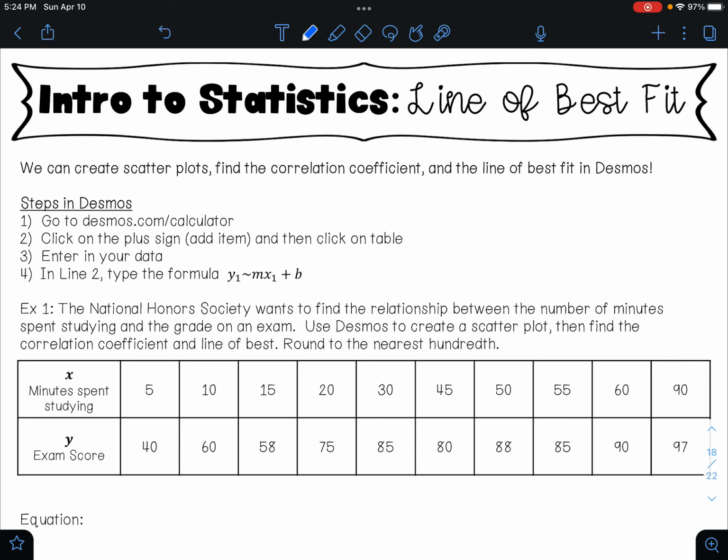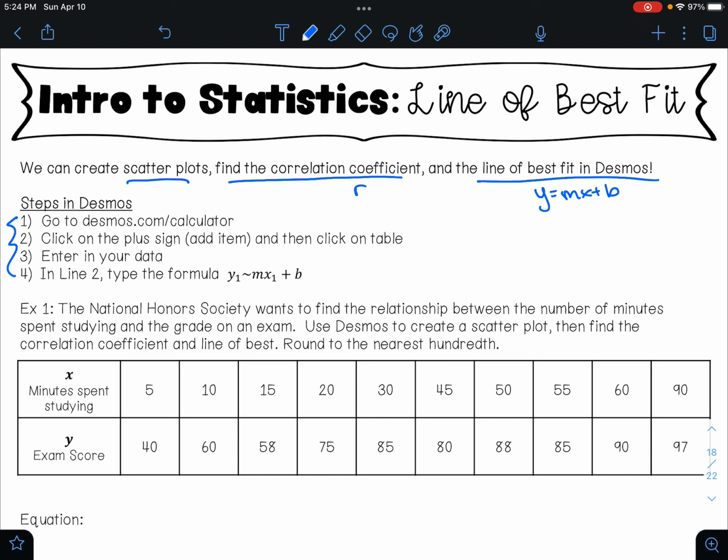In this video, you are going to learn how to find the line of best fit using Desmos. So we can create scatter plots, find the correlation coefficient R, and find the line of best fit using Desmos. We're going to write our line of best fit using y equals mx plus b. So here are the steps for finding those three things in Desmos.